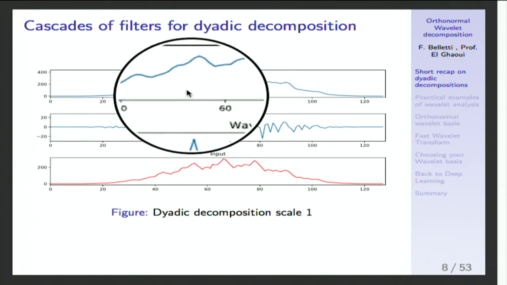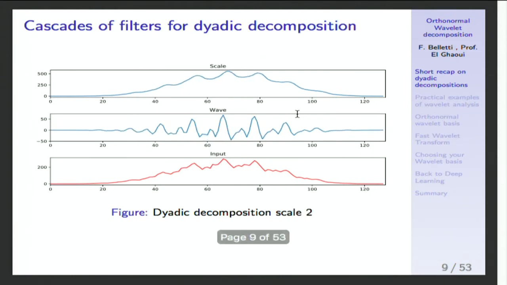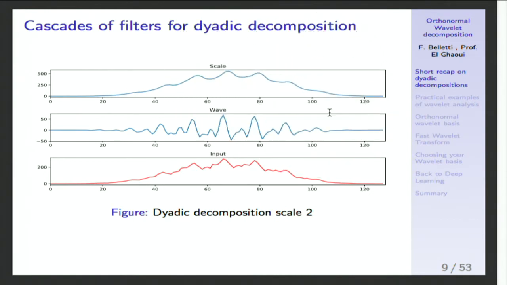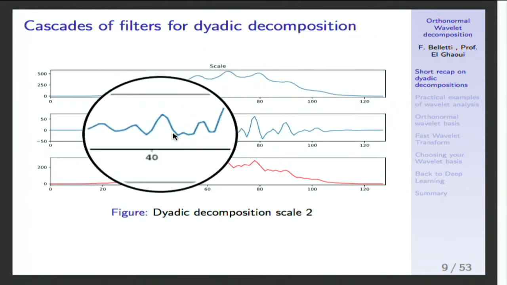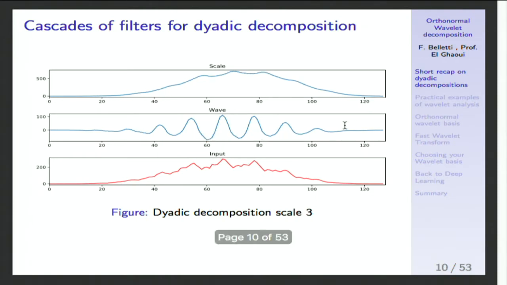So now I will take this scale and I will do the very same thing. I will apply a high frequency filter and low frequency filter. You can see that now I get a signal that's even more smooth, and I get details that are a bit coarser, okay? And so on and so forth. So each time I take the resulting scale signal and I apply these 2 filters that will separate out the frequency domain into 2 separate subspaces.